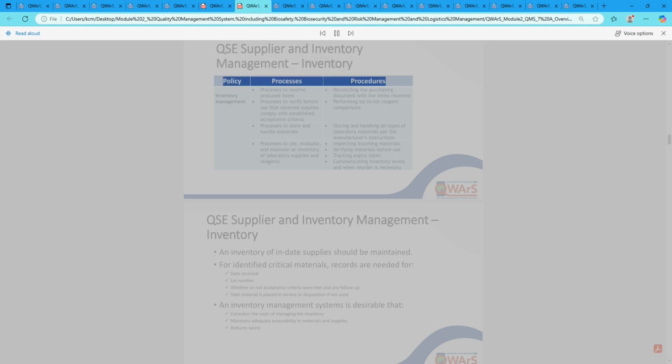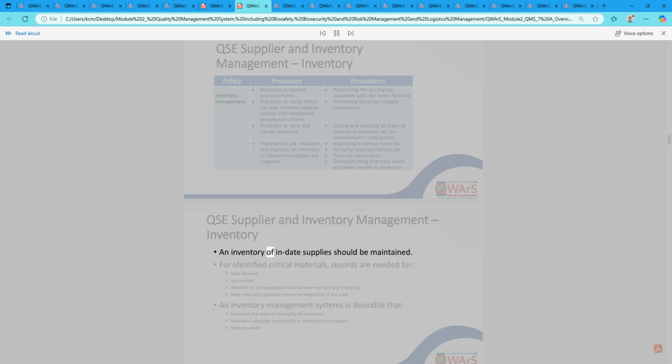Policy, processes, procedures. Inventory management processes: receive procured items, reconciling the purchasing document with the items received; verify before use that received supplies comply with established acceptance criteria, performing lot-to-lot reagent comparisons; store and handle materials, storing and handling all types of laboratory materials per the manufacturer's instructions; use, evaluate, and maintain an inventory of laboratory supplies and reagents, inspecting incoming materials, verifying materials before use, tracking expiry dates, and communicating inventory levels and when reorder is necessary.